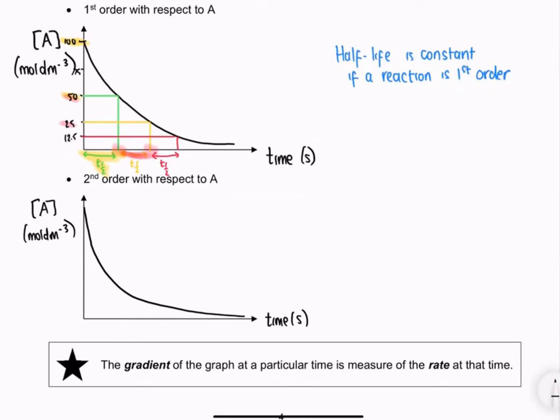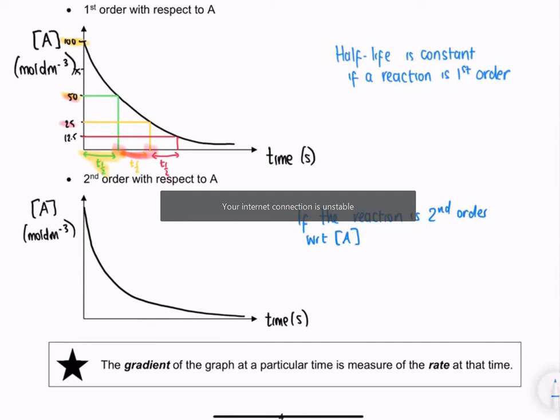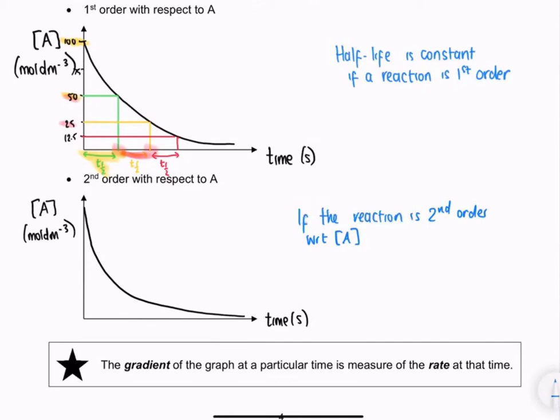Now if we were to measure half-lives on this graph, what you would notice is that the half-lives will get bigger. So if it's second order and you measure your half-lives, then what you'll find is that the half-lives will increase. And that's how you will know that it's not first order. So if it's first order, they won't be perfectly exactly the same, but you will see that they will be roughly the same. Whereas if it's second order, what you're going to see is that the half-lives are going to increase quite a lot. So they might start off at like 50, then they might be 80, then they might be 120. So if the reaction is second order with respect to A, the half-lives will increase.